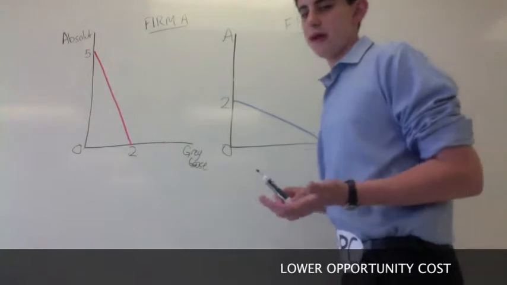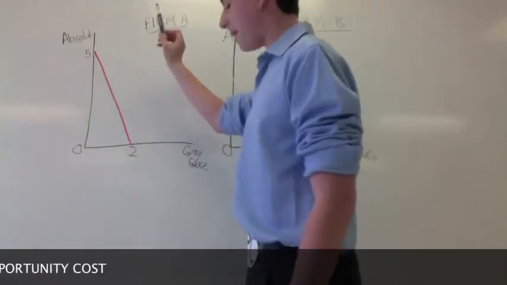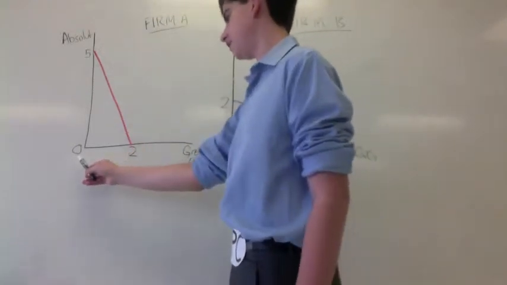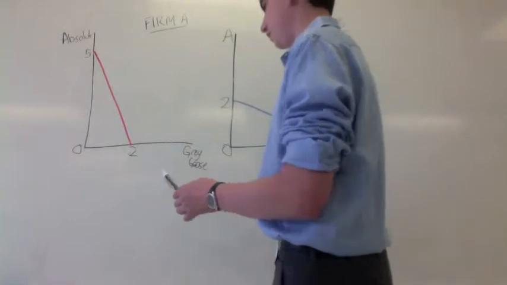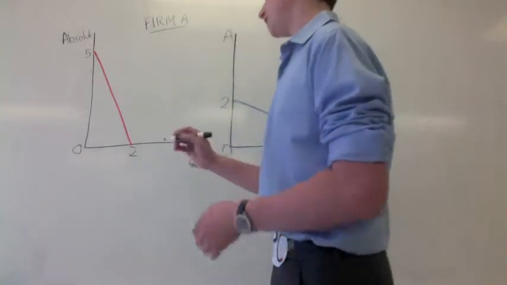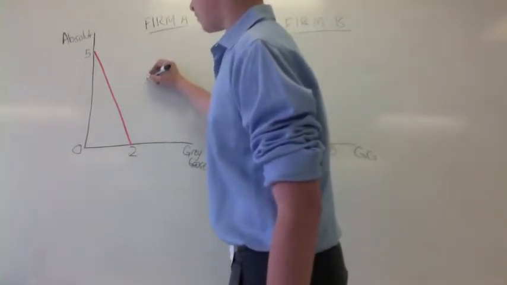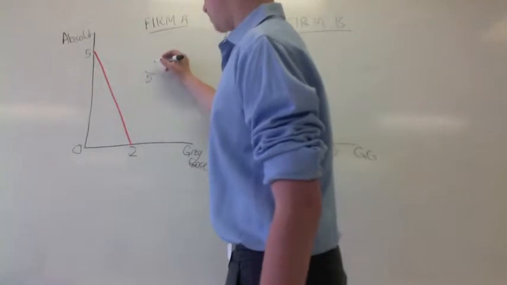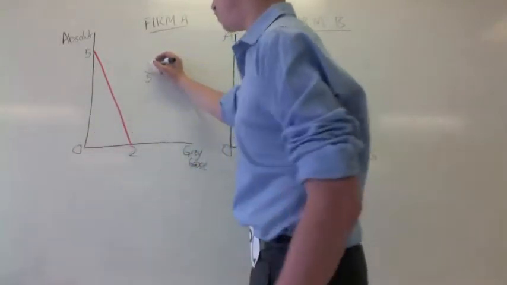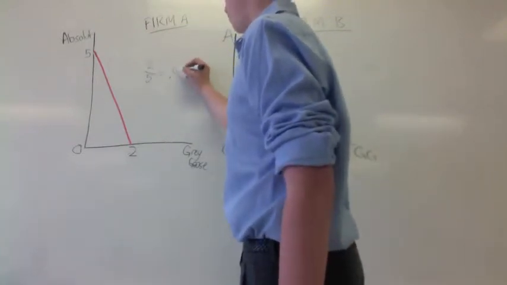Alright, so now we're going to talk about comparative advantage, and all that means is that you can produce at a lower opportunity cost. Firm A can produce 5 units of Absolut vodka while producing 0 units of Grey Goose. Or they can produce 2 units of Grey Goose while producing 0 units of Absolut vodka. Okay, so here 5 would go in your denominator. And if you wanted to decrease that to 0, you'd be able to produce 2 units of Grey Goose. And this leaves you with an opportunity cost of 0.4.